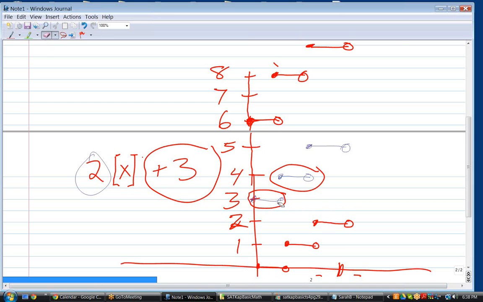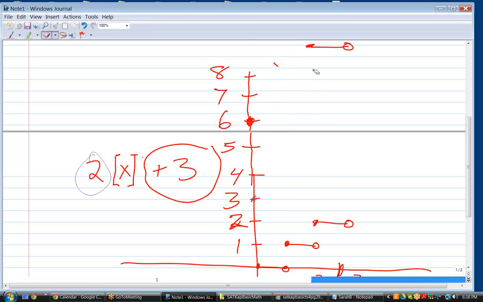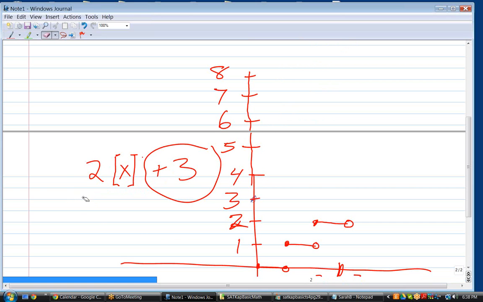Interesting. Let's go back and do this from the start. I didn't realize that it mattered which one of these you do first. It appears to. Here, there's our greatest integer function.